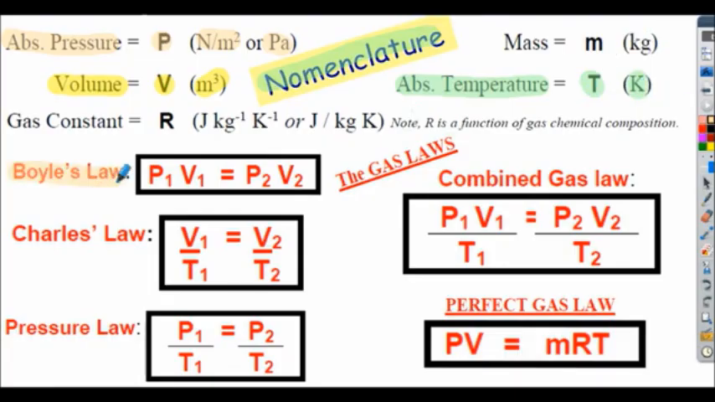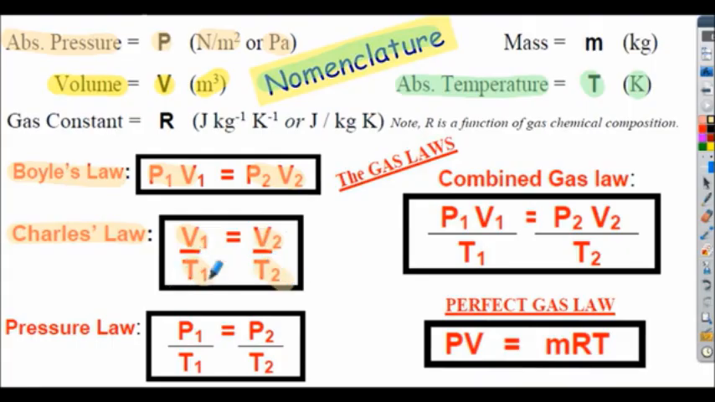For example, Boyle's law, P1V1 equals P2V2. The suffix 1s and 2s relate to different stages within the process. P1 is initial pressure, V1 is the initial volume, P2 in this case will be the final pressure, V2 the final volume. Charles' law, stated as V1 divided by T1 is equal to V2 divided by T2.